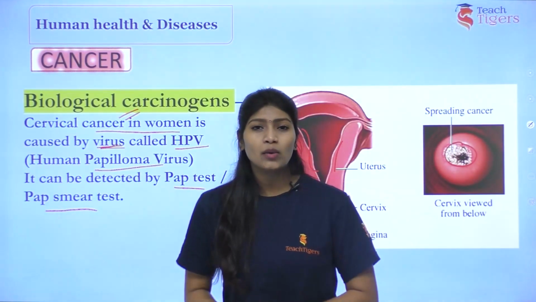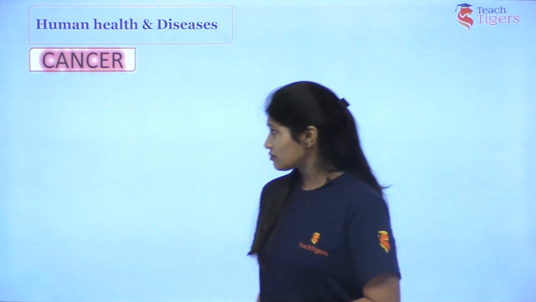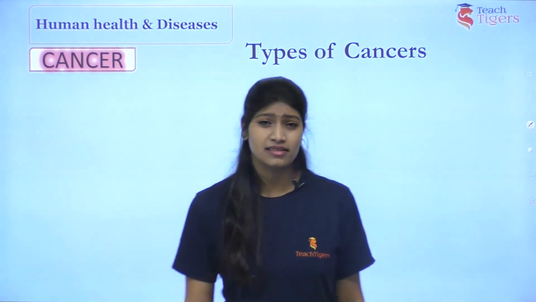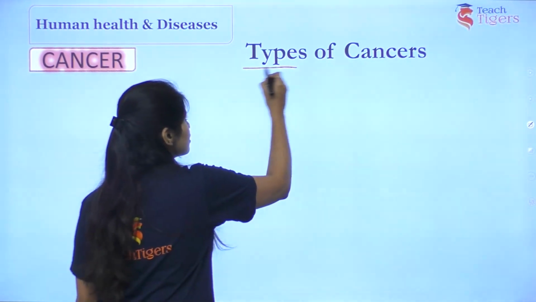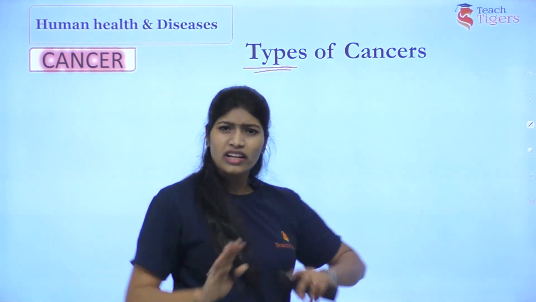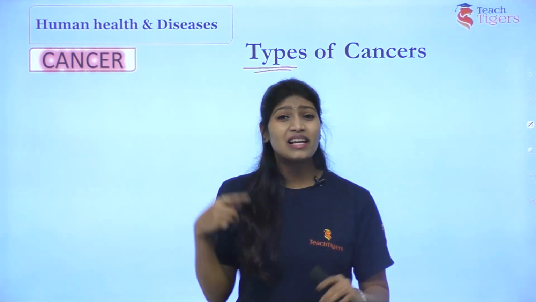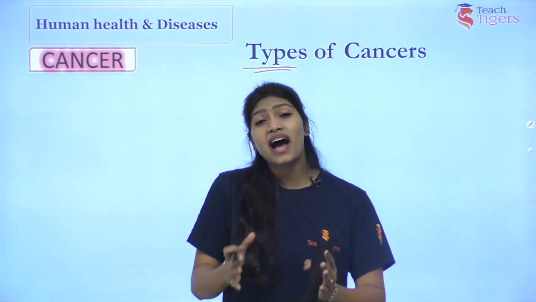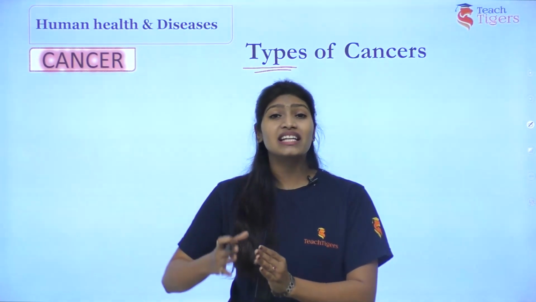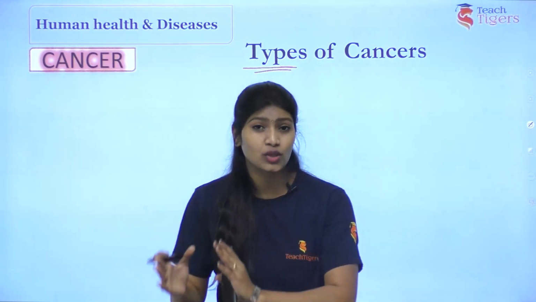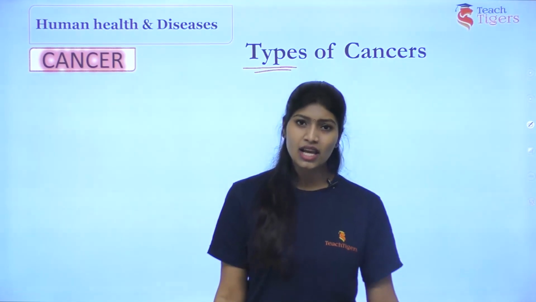Let's see more about cancer. So, types of cancers. Coming to types. We know what the types of tumors are. What are types of cancers? That means which part is affected, and what is the name of that cancer according to the affected part. Let's see one by one.